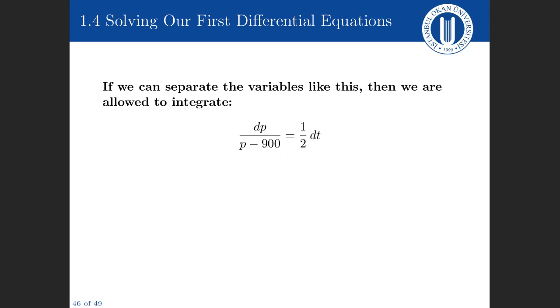Now, here's an important point. If we can separate the variables like this, if we can move all of the p terms to the left and all of the t terms to the right, then we're allowed to integrate this equation. What I mean is we can take our equation and we can write an integral sign in front of each side.